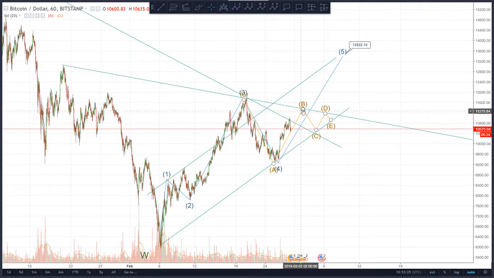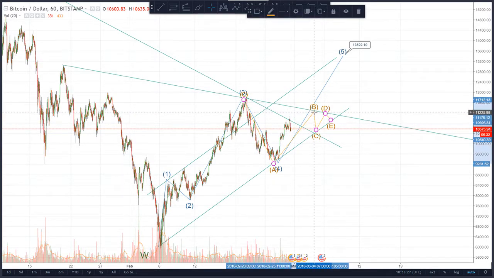So this is how I see it panning out. So actually I'm going to move these across because I actually think this is going to take a bit longer to reach the high. It looks like it's going to come down, may even hit this line before going up to touch this line.